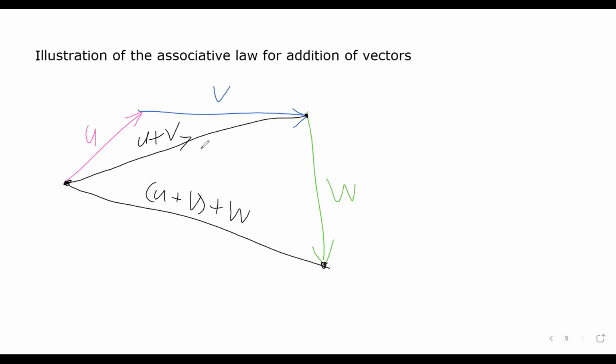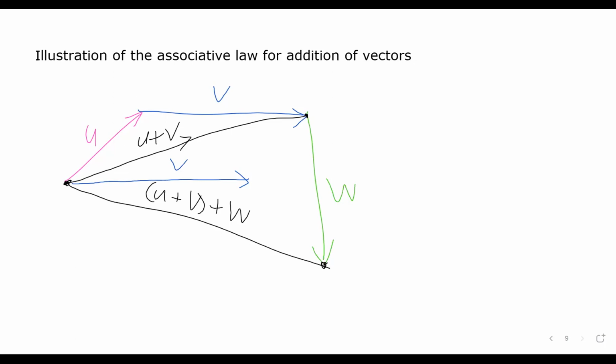Another way is we do v plus w first. Let me see if I can do this all in one picture. So if we do v plus w first, then we move along this vector, which is vector v.